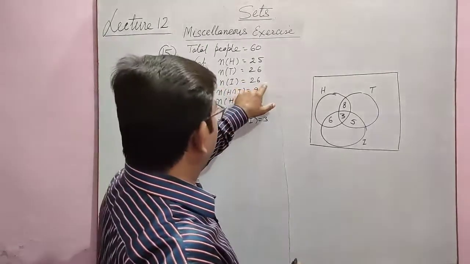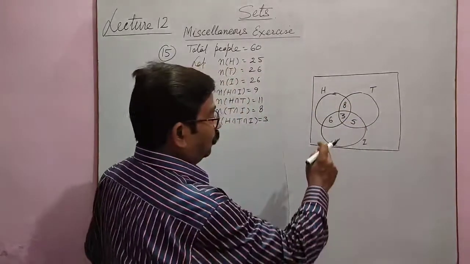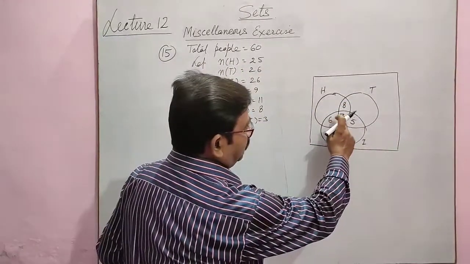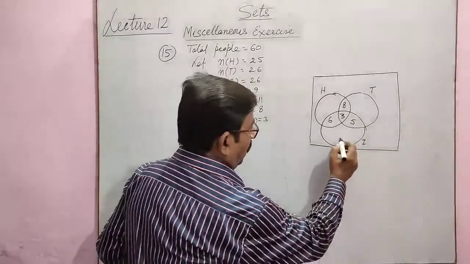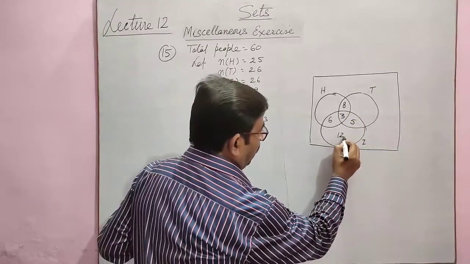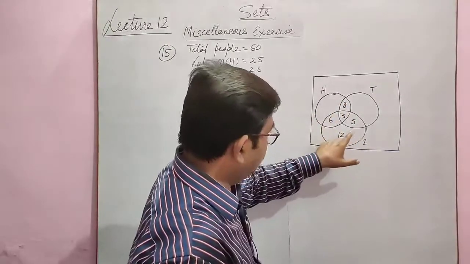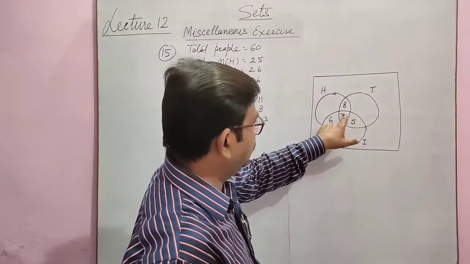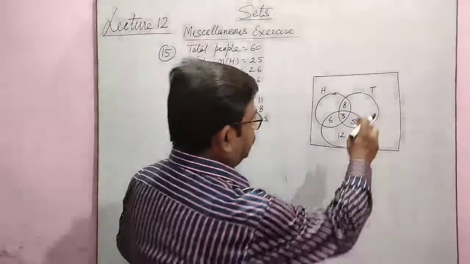In I we have 26. This is I. We have 26. So already we have written 6 plus 3, 9, plus 5, 14. So how many are left? 12 are left. Total 26. So add it. See, 12 and 5, 17, and 3, 20, and 6, 26 are there. In T we have 26. This is T.